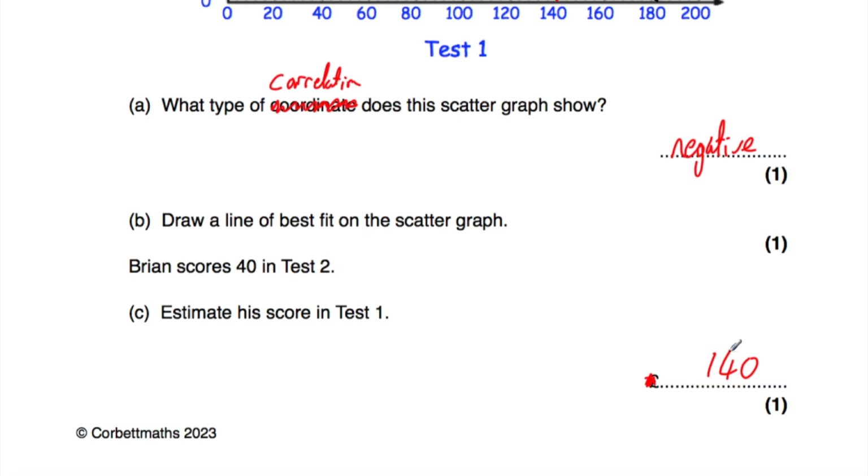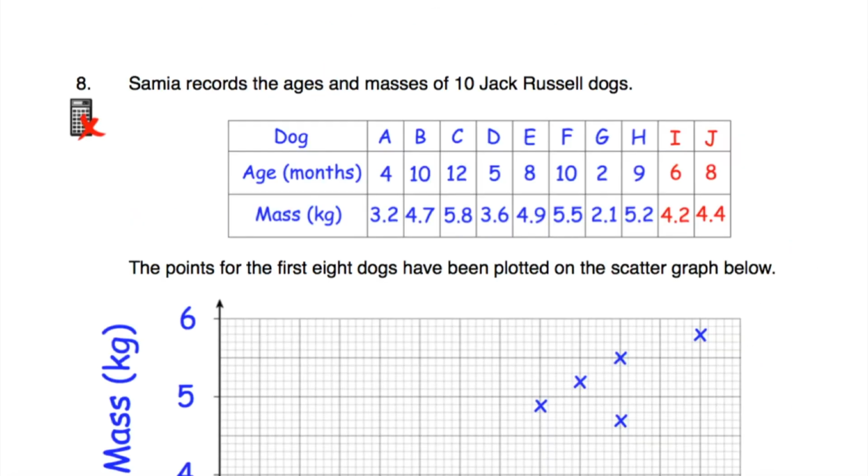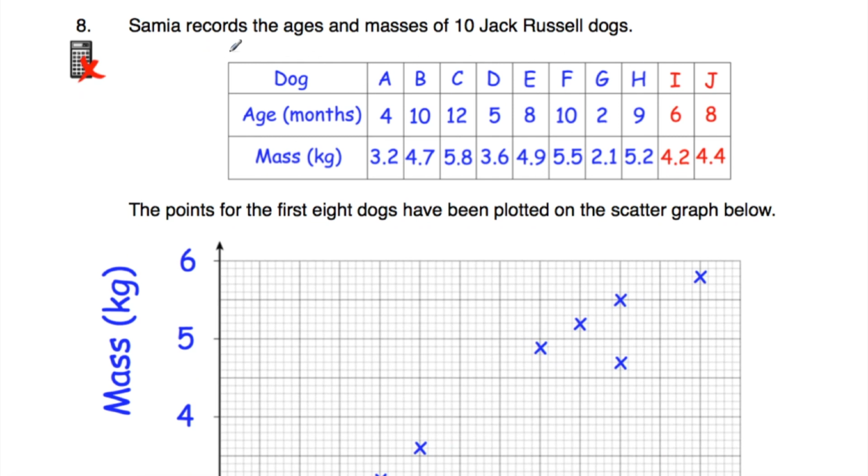And 140 points in test 1, and that's it. Okay, let's look at our next question, question number 8. Question number 8 says, Samia records the ages and masses of 10 Jack Russell dogs.